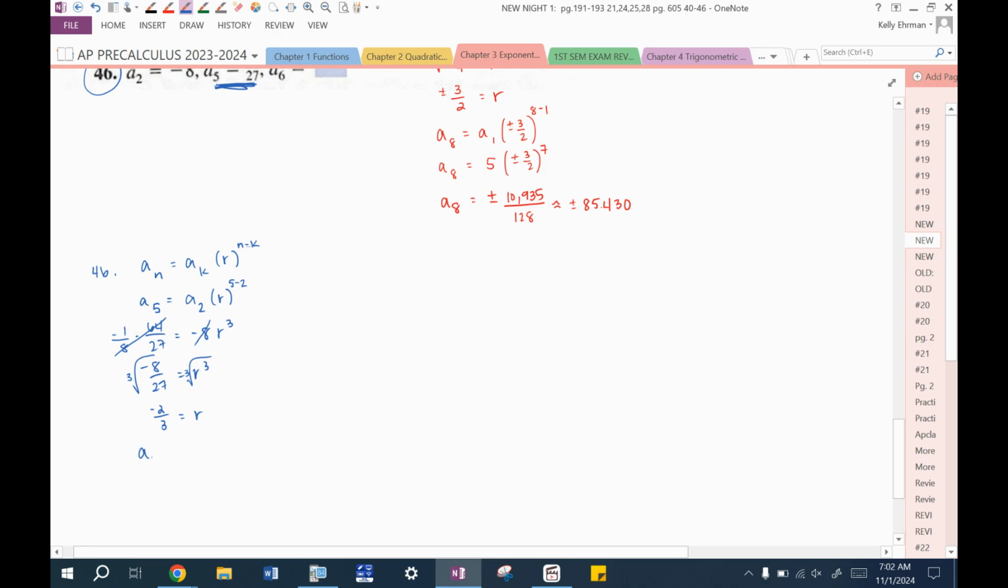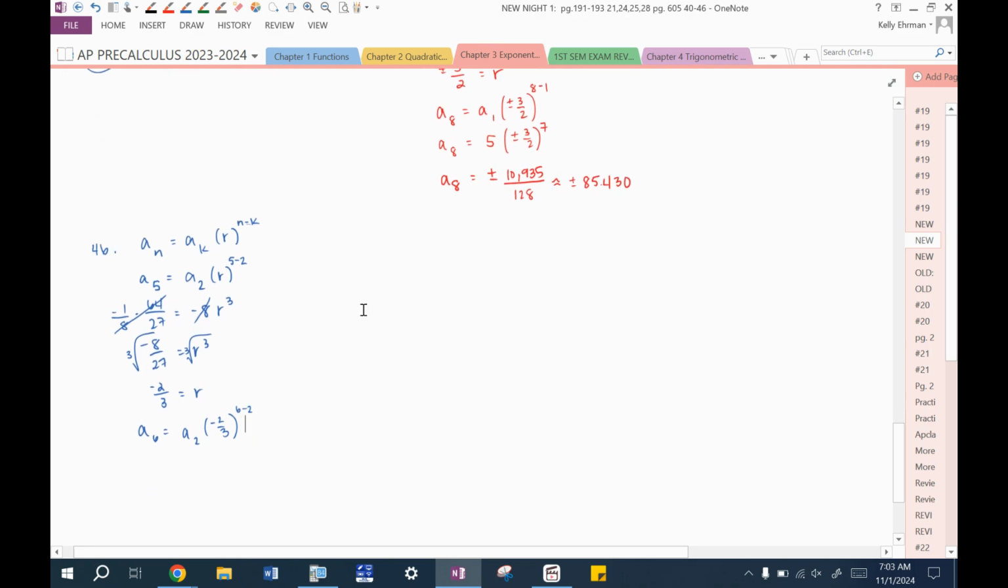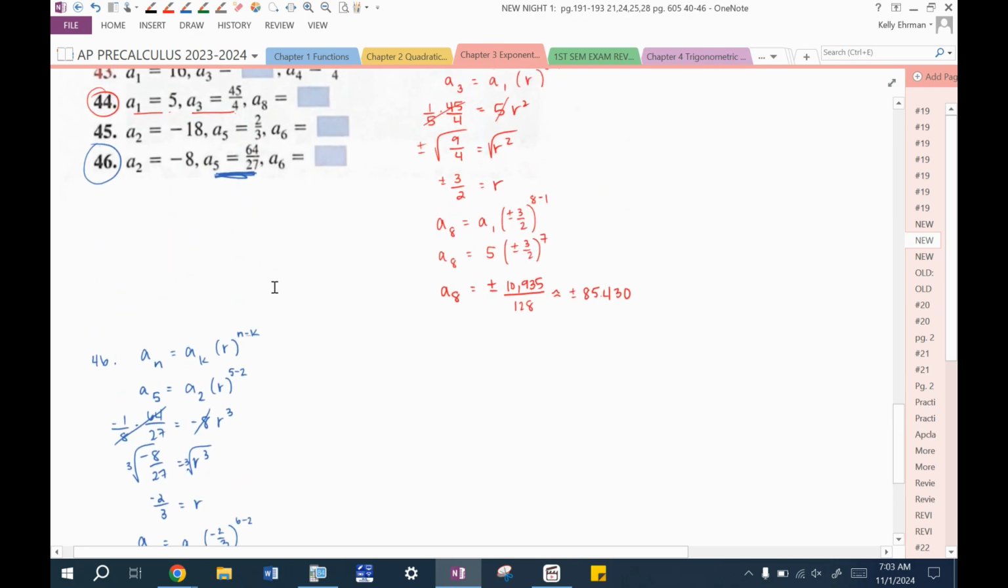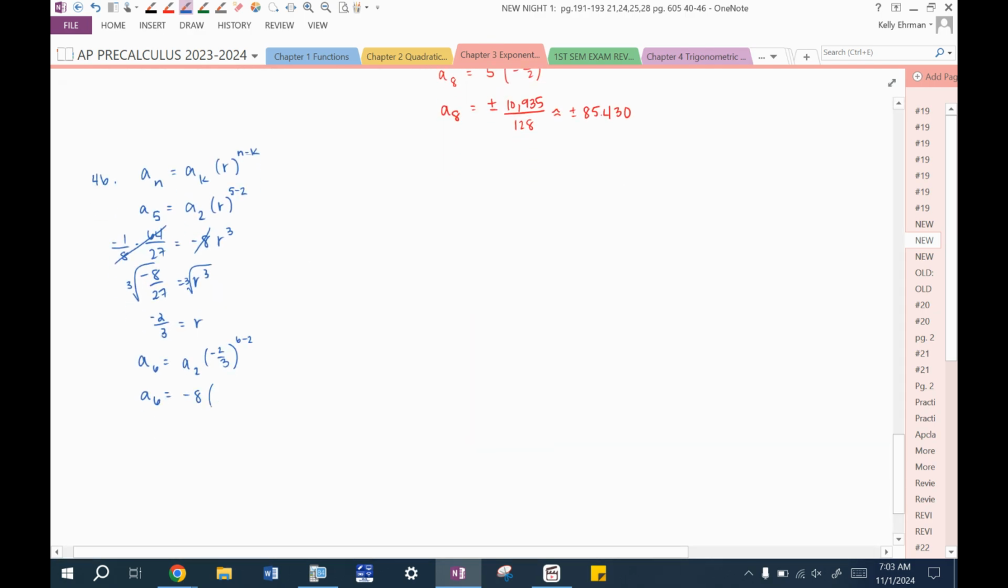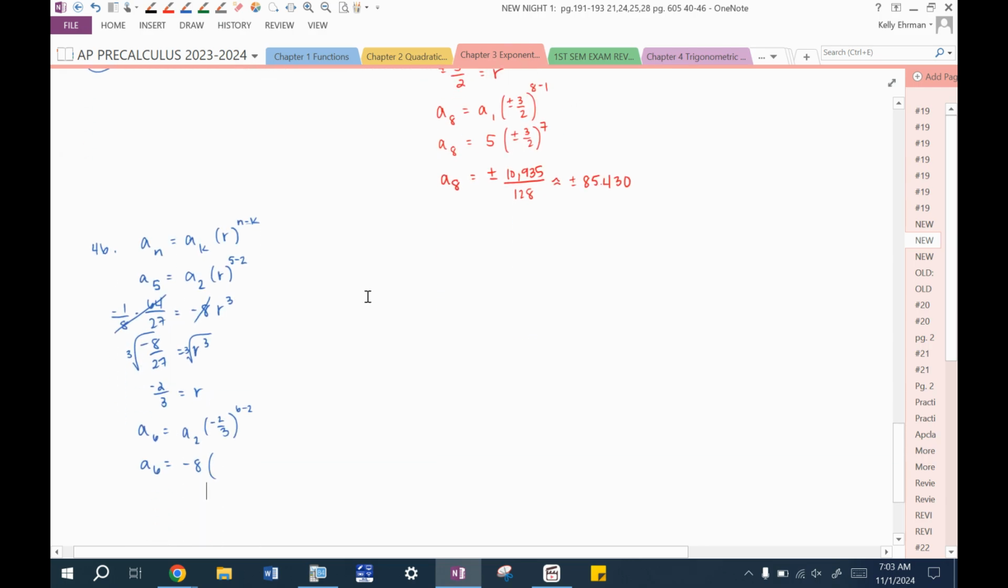So now I need to find the 6th term. Again, I can choose to use the 5th term times r, so I could do that, or I could do my second term times negative 2/3 to the 6 minus 2. You could do it either way. I like that the second term has a whole number, although it is easier if you have the fifth term and you're finding the sixth term, just multiply that by r. I'll do it both ways. We'll get the same answer.